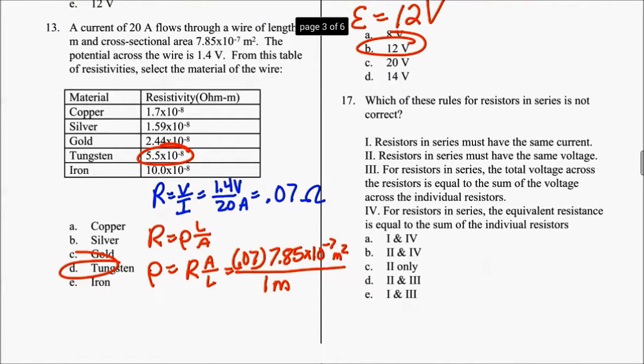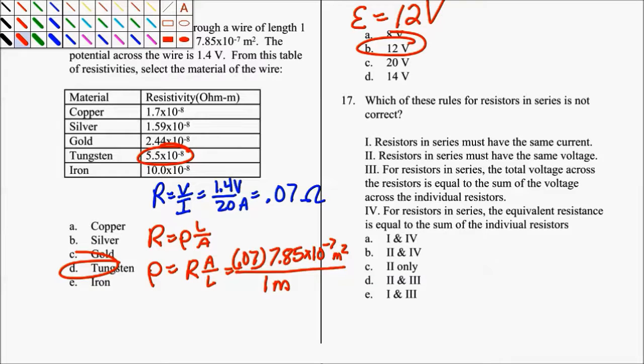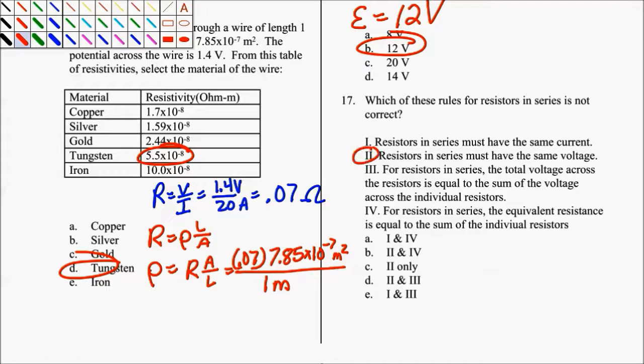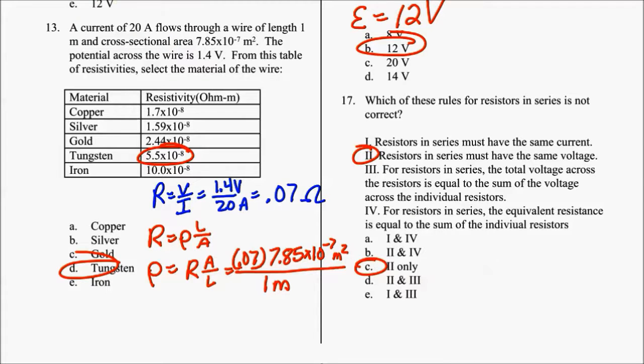Which of these rules for resistors in series is not correct? Okay, resistors in series have the same current. That is correct, so that's not our answer. Resistors in series must have the same voltage. That's not correct. Let me erase this real quick. This one is not correct. The total voltage across the resistors is equal to the sum of the voltages across the individual resistors. That is correct. And the equivalent resistance is equal to the sum of the individual resistors. That also is correct. So C is the right answer, the only one that's not correct.